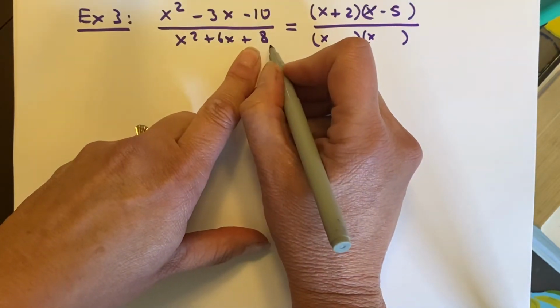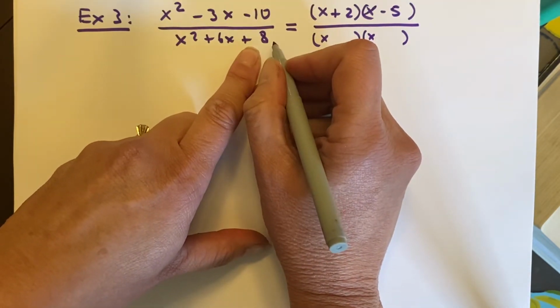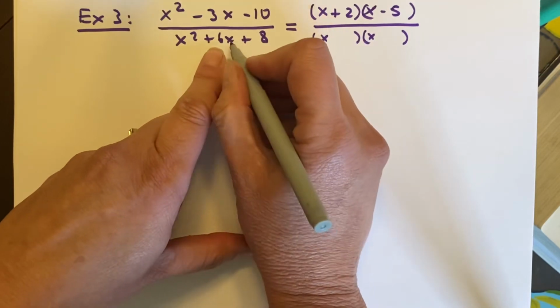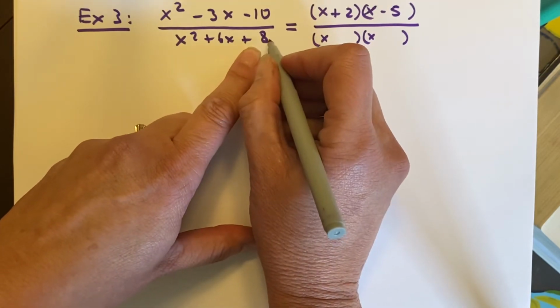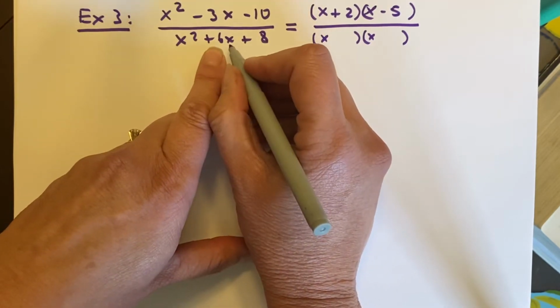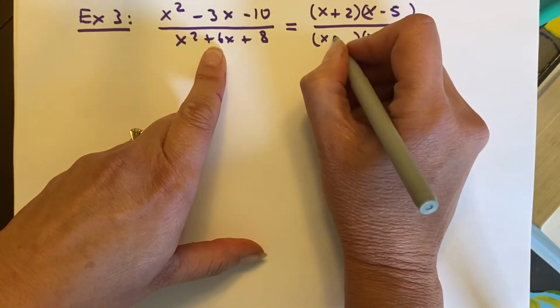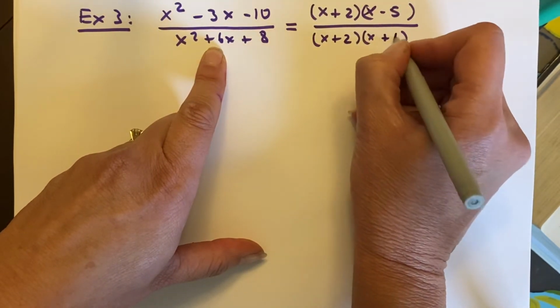The denominator I'm also going to try to factor as well. 4 times 2 is 8, or 8 times 1 is 8. But I can see that 4 plus 2, if I'm using 4 times 2 to multiply to 8, 4 plus 2 gives me a 6x. So I know that's the right answer, x plus 2, x plus 4.